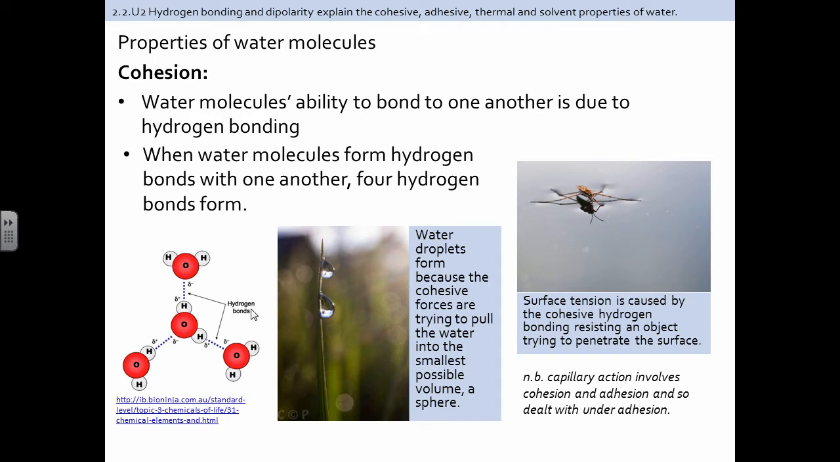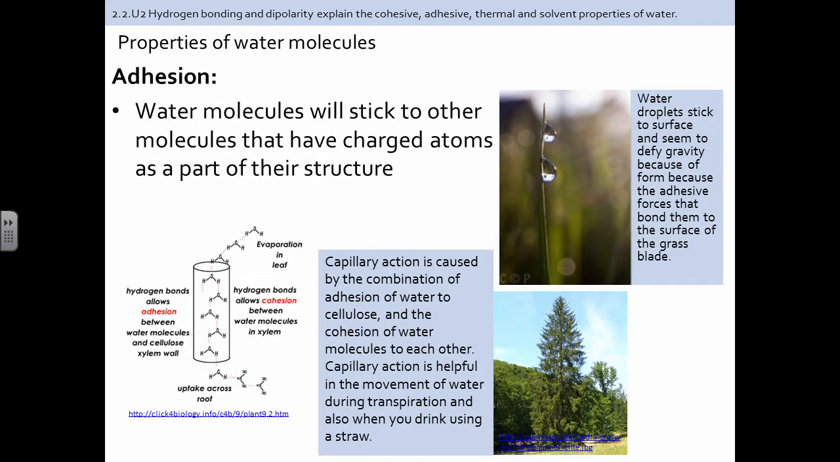Hydrogen bonding also allows for adhesion, surface tension, and capillary action, which is really important in plants so that they can get water. Adhesion is the idea that water molecules stick to other molecules that have charged atoms as a part of their structure. This is usually going to occur through capillary action. As you can see, this is why water is able to get up to the tops of tall trees, and this is what causes the process of transpiration to occur.